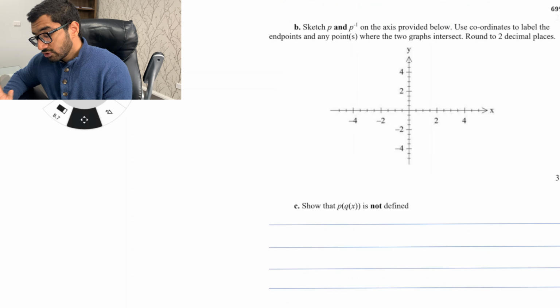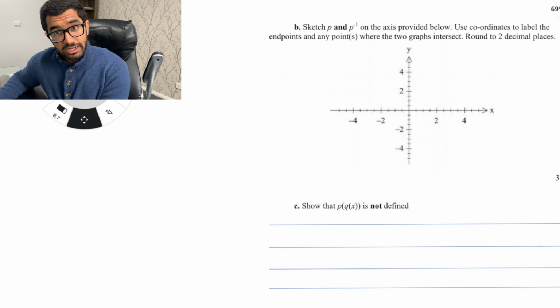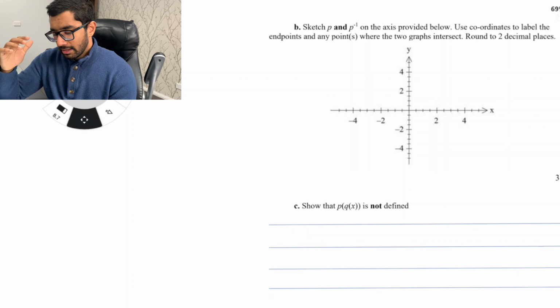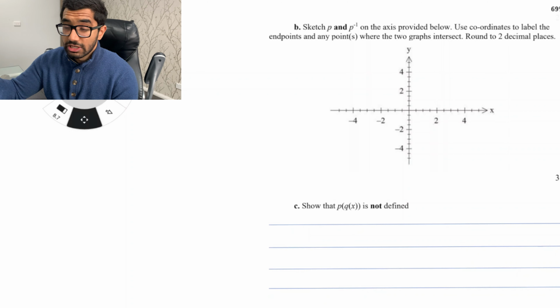Part C, show that p of q of x is not defined. So now we're starting to talk about composite functions, okay? So when are composite functions not defined? Well, generally speaking, that's when the range of q does not fit inside of the domain of p, right? So that's kind of a conceptual piece of knowledge that you need to know.